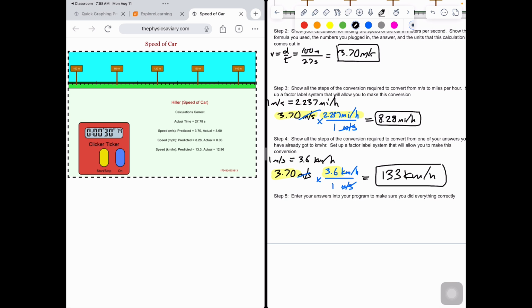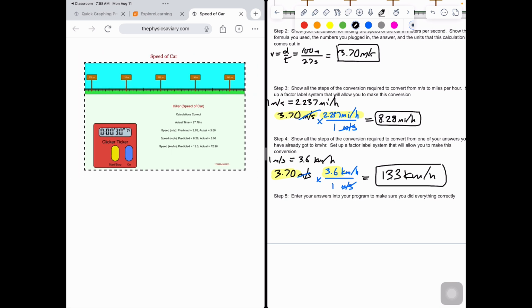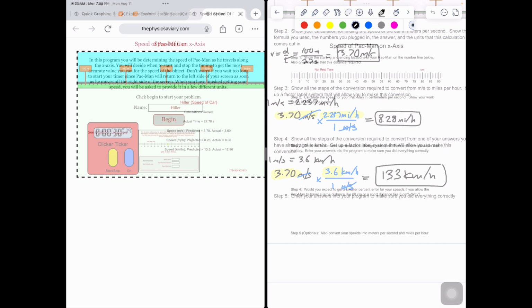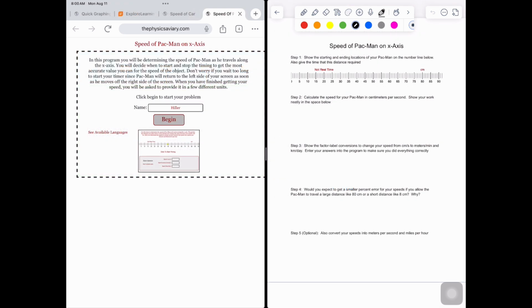But as you can see, if you get the meters per second speed right, the other two speeds are just a fairly simple conversion from meters per second to miles per hour, and then later to kilometers per hour. I hope you were able to get your question right as well. On to speed problems, question number 2.